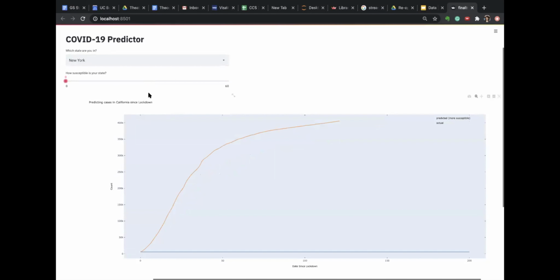The predicted number of cases for New York with a susceptible rate of 0 out of 60 is actually really, really low. It's close to 0. This is because if there's no one who's susceptible to the disease, then no one in that state will get that disease in the upcoming days in the future. So that's why there's a flat line at 0 for the number of cases predicted with the 0 susceptible rate.